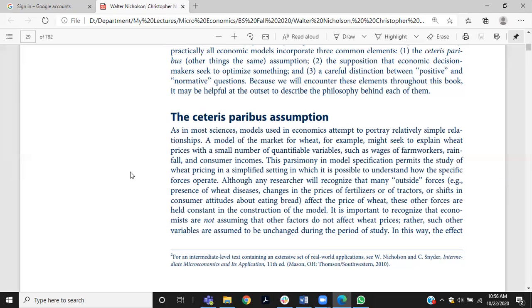Parsimony is a principle that asserts that we keep the model as simple as possible. This is the principle of parsimony.